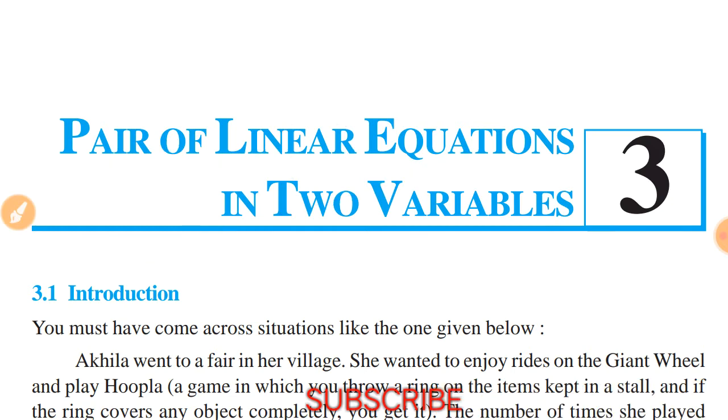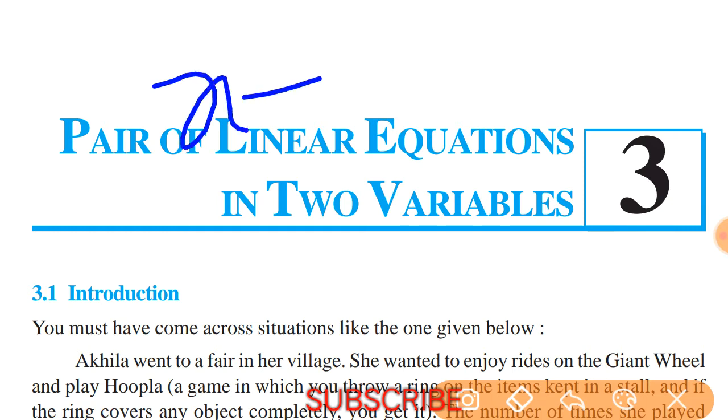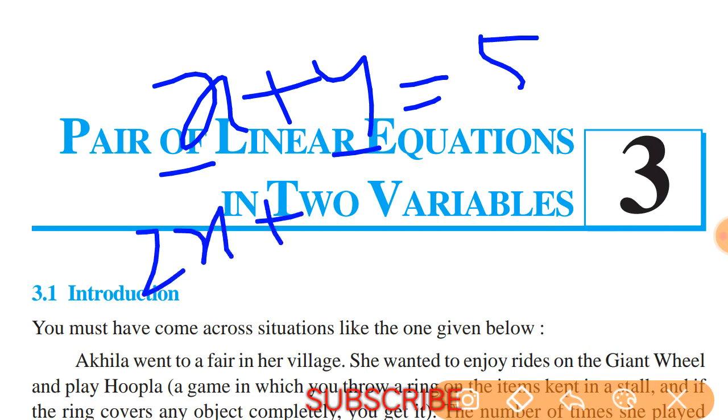And what is the meaning of a linear equation in two variables? If we write x plus y is equal to 5, this is a linear equation in two variables, because x is a variable and y is a variable. So how many variables are here? Two variables. If we write 2x plus 3y is equal to 8, this is also a linear equation in two variables.